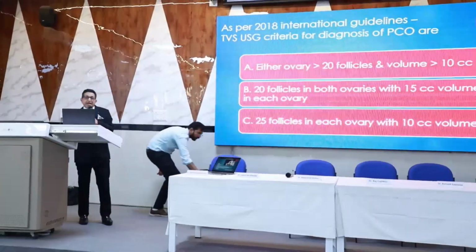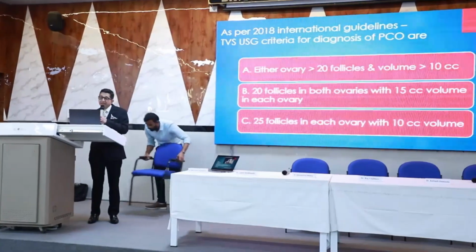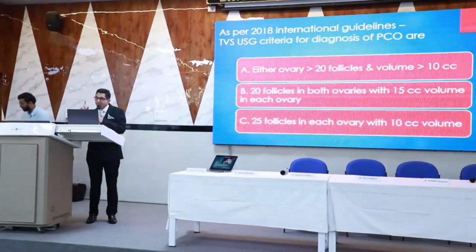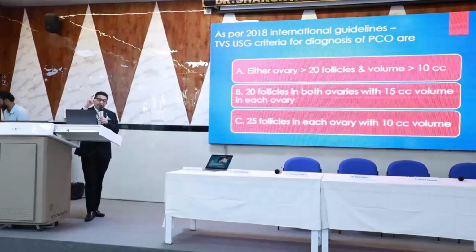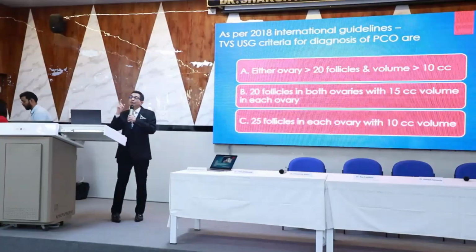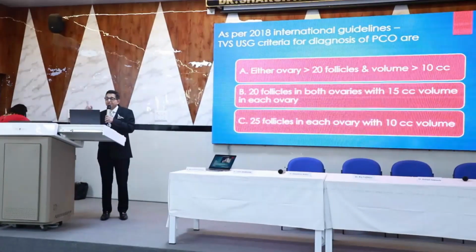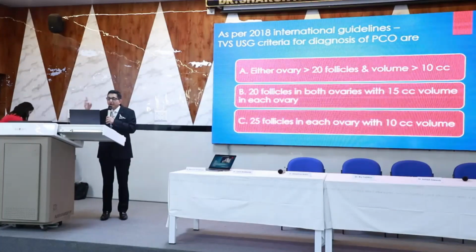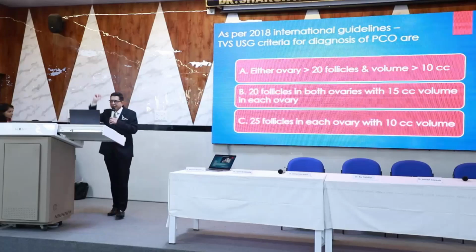The next question. As per 2018 International Guidelines, ultrasound criteria for diagnosis of PCO are either more than 20 follicles of volume more than 10 cc in an ovary, 20 follicles in both ovaries with 50 cc volume, or 25 follicles in each ovary with 10 cc volume. A, B, or C? A.